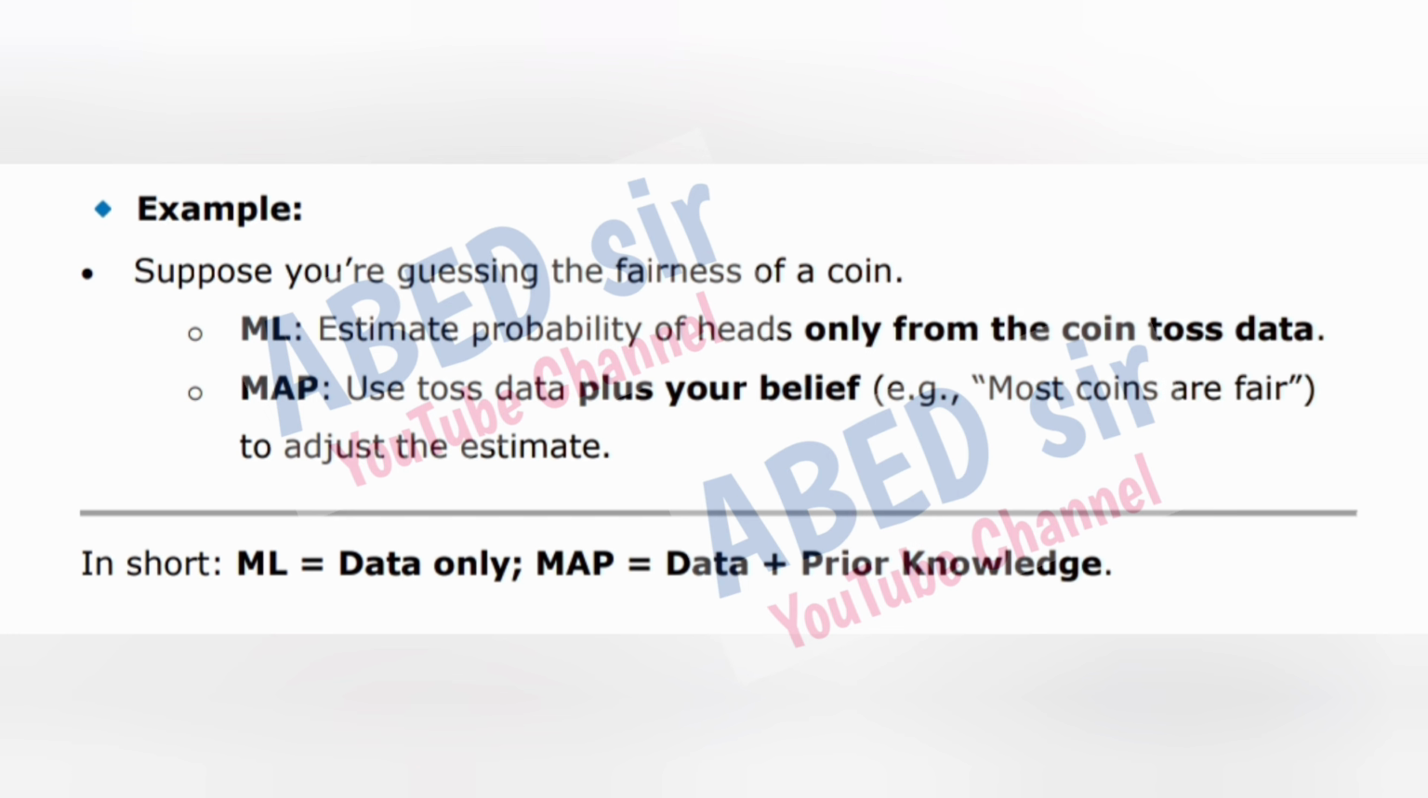Example: suppose you are guessing the fairness of a coin. The ML estimate gives the probability of heads only from the coin toss data. MAP uses the toss data plus your belief, for example, most coins are fair, to adjust the estimate. In short, ML is equal to data only, MAP is equal to data plus prior knowledge.